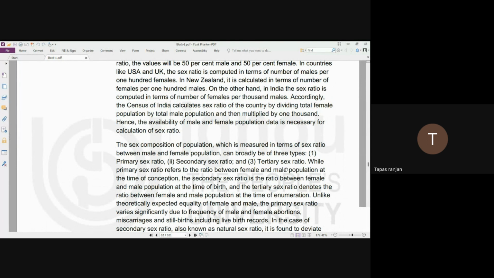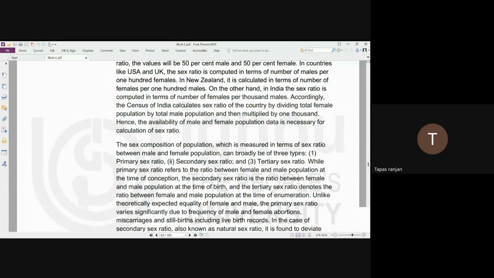Okay, primary sex ratio, secondary sex ratio, and tertiary sex ratio. So I think you all are aware about the sex ratio parameter that India is using. Okay, so basically, number of females per thousand male. So that is the sex ratio of India. But in different countries, different parameters are used. Now in Scandinavian countries, number of males per thousand females is also used.